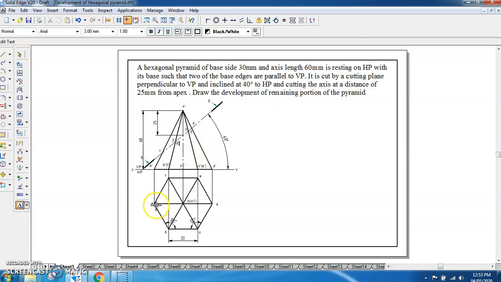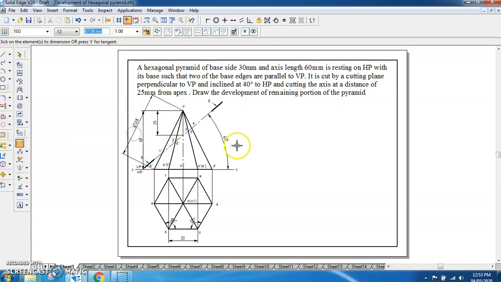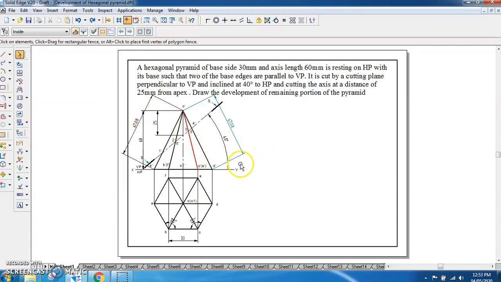Here only AO and DO are parallel to VP, so AO and DO will represent their true length. This is AO having a true length, this is DO having a true length. The other edges are not having true length. They represent apparent length because DO, CO, EO, FO are inclined to the vertical plane. So only DO and AO represent the true length. So 1 and 4 are on their true length, and the remaining 2, 6, 3, 5 are not, so we have to project them on their true length.